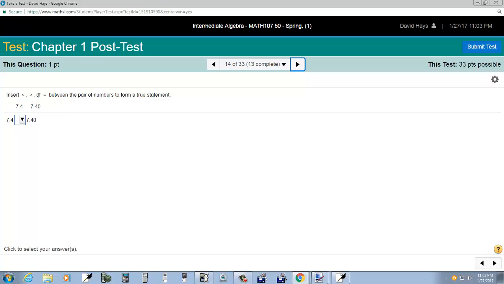Insert less than, greater than, or equal to. Well, 7.4 is 0. If you got a 0 at the end, that 0 can drop off. So these are equal to each other.